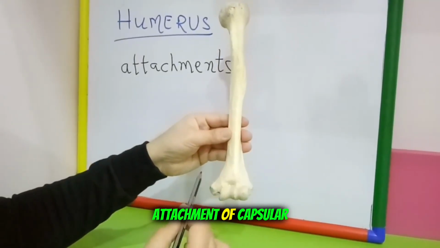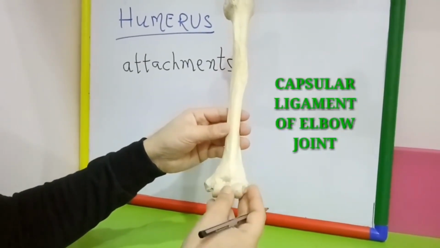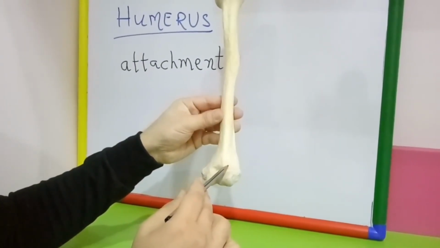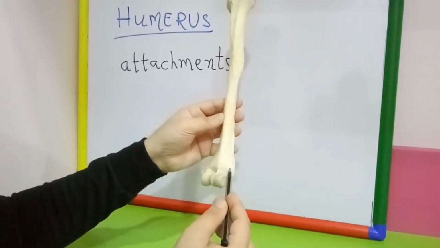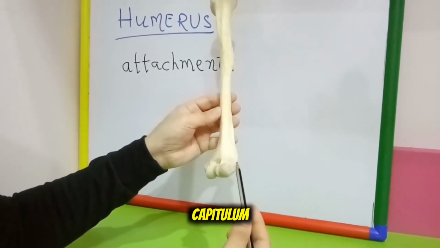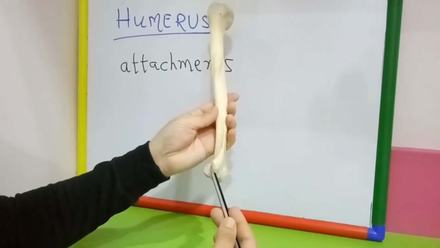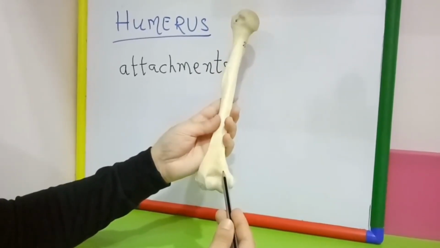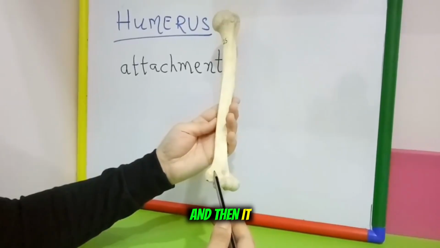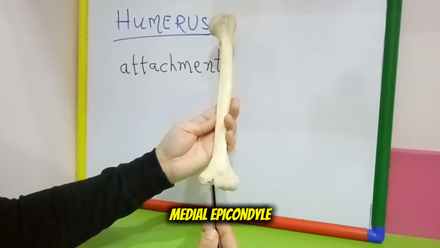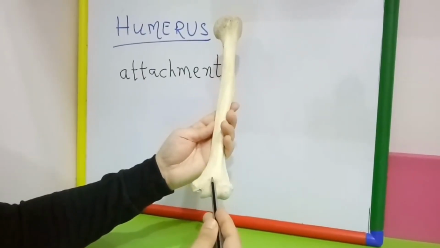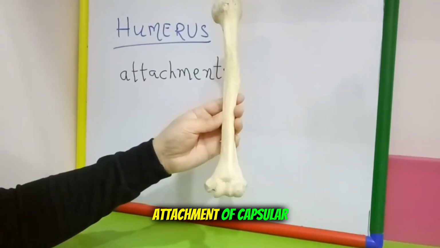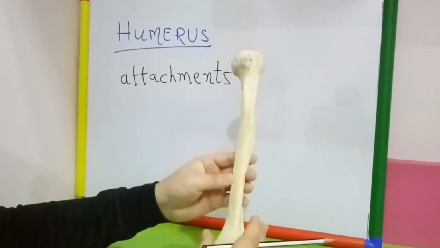Second is the attachment of the capsular ligament of the elbow joint. The line of attachment passes above the coronoid fossa and radial fossa. Laterally, the line of attachment passes between the capitulum and lateral epicondyle. Posteriorly, it passes above the olecranon fossa. And then, it passes between the medial epicondyle and trochlea, and back to its attachment anteriorly. So this is the attachment of the capsular ligament of the elbow joint.